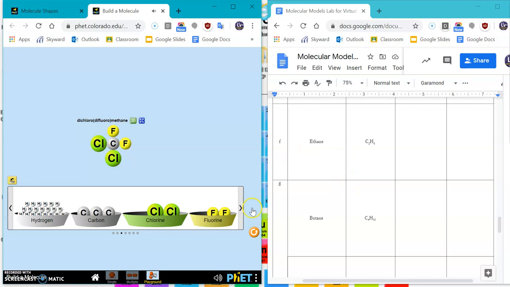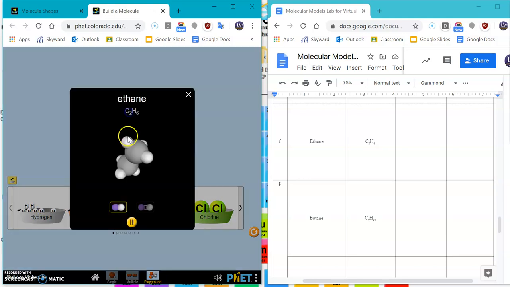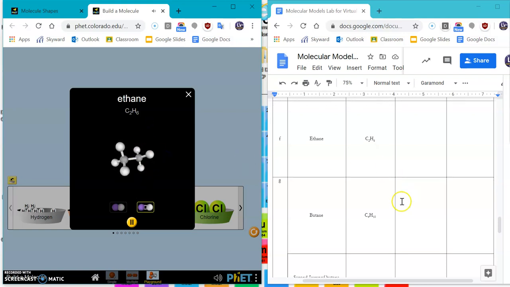And then you can build an ethane. So ethane is 2 carbons and 6 H's. 1, 2, 3, 4, 5, 6. Ethane. Can spin them all around.